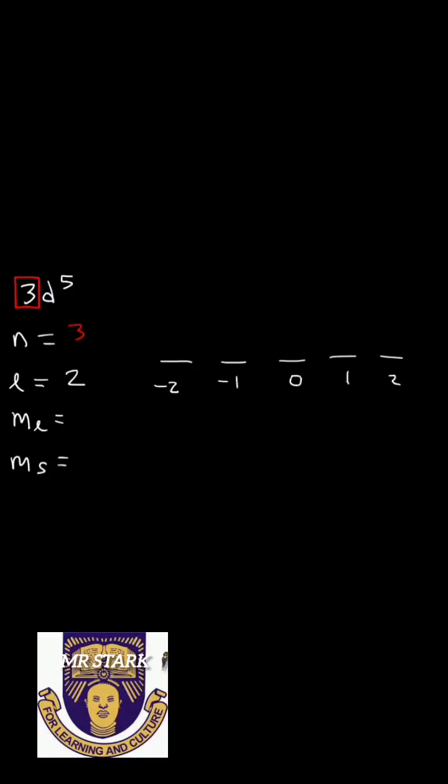So now we're looking for the 5th electron. So this is going to be the first one, the second, the third, the 4th. So here's the 5th one. So the 5th electron is in this orbital, where ML has a value of 2. Now, notice that we're dealing with an up arrow. So the electron spin is +1/2.